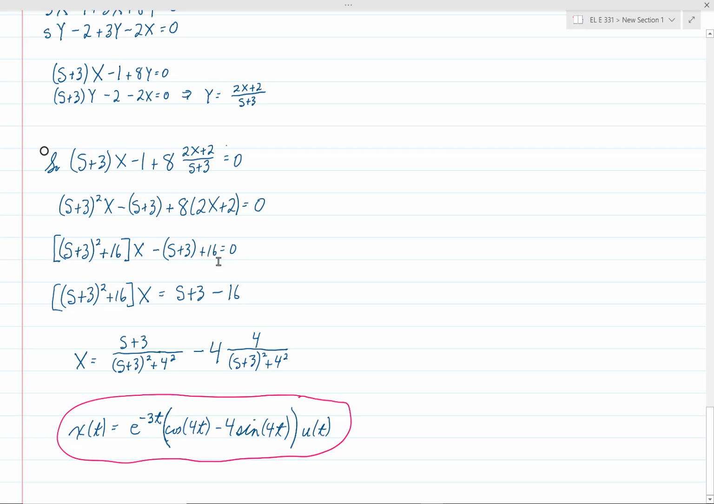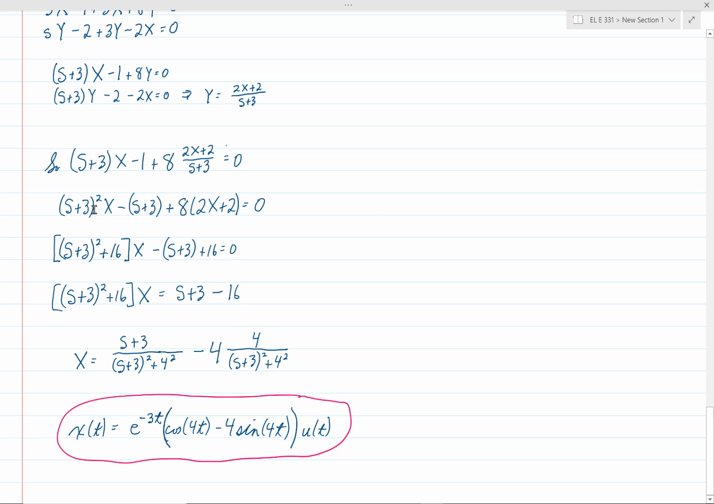Now, the analysis of this equation turns out to be particularly nice. What I've done here is multiply through by s plus 3. So this became (s plus 3) squared. The minus 1 became minus (s plus 3). And the 8 times (2X plus 2) over (s plus 3) just becomes 8 times (2X plus 2). I was about to multiply this all out, but began to look at it more closely and realized it looks like some nice things are happening. So instead of multiplying everything out, I left it pretty much as it was.